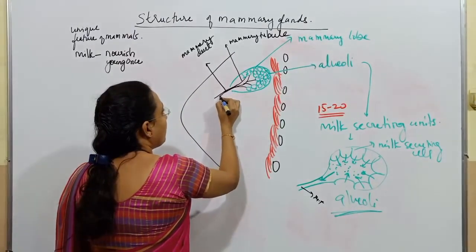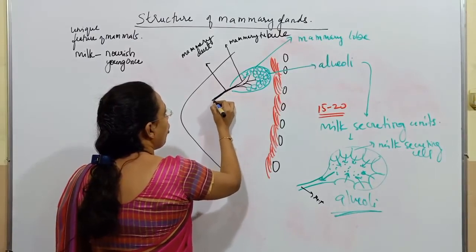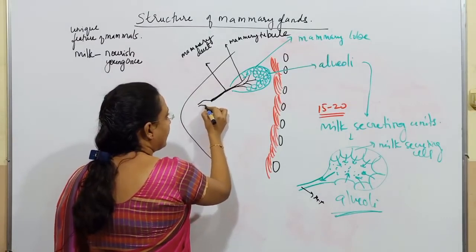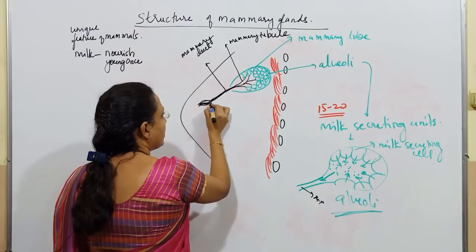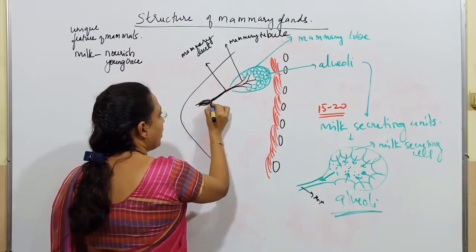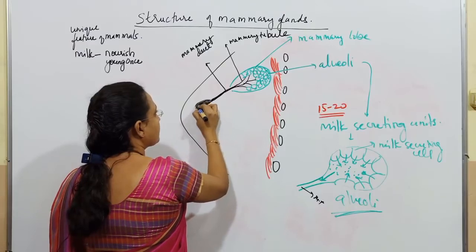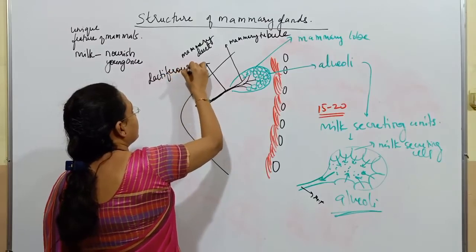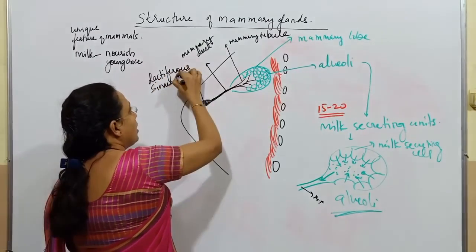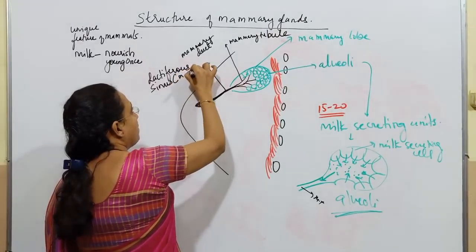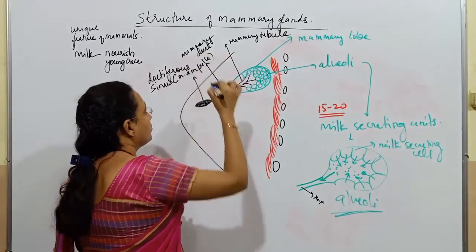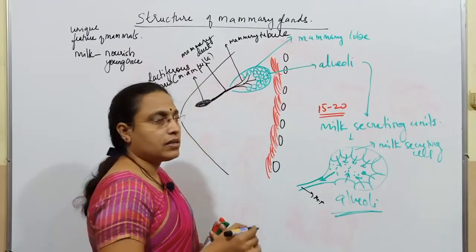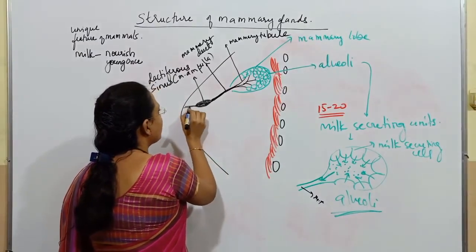Then several mammary ducts will further form and become enlarged, or you can say dilated, like this. This is called lactiferous sinus. Lactiferous sinus is also called mammary ampulla. Now, arising from lactiferous sinus are further very small tubes.